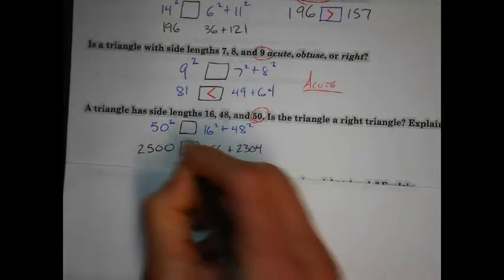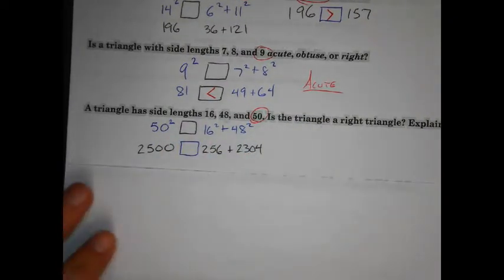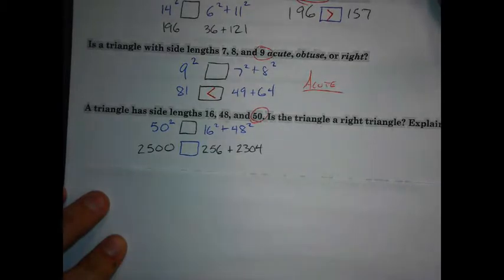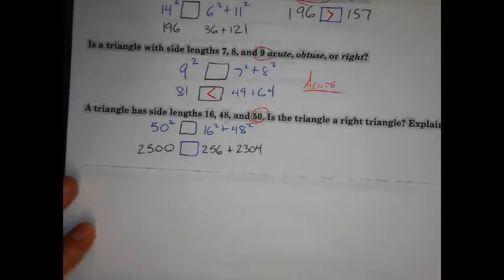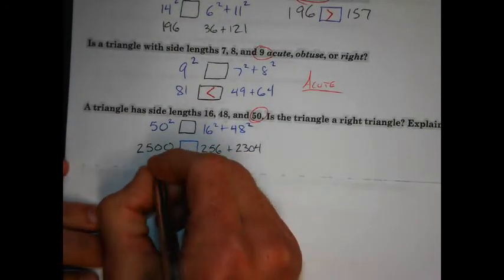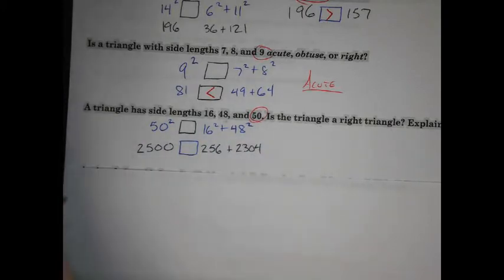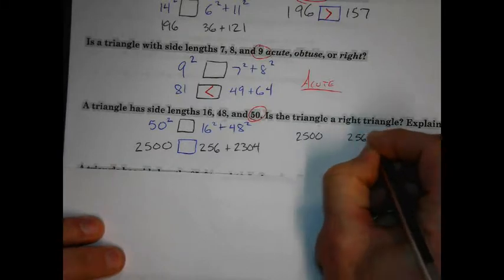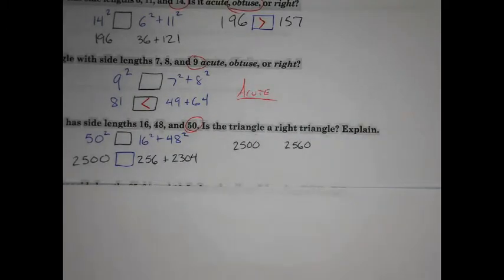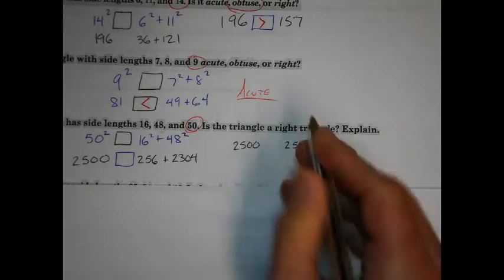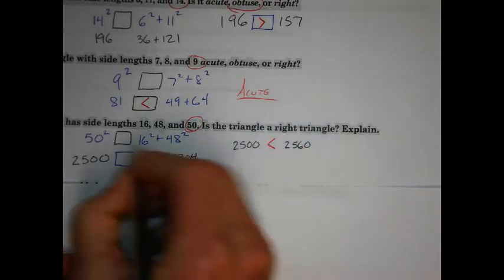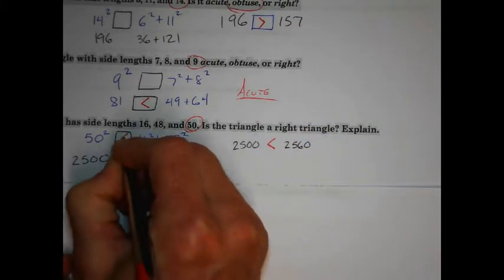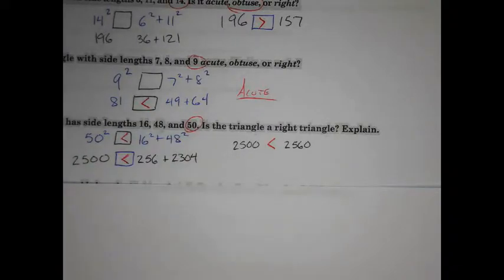Which is bigger? Is the square of the longest side bigger, smaller, or equal to the sum? And so now we have 256 plus 2304. And we find out that is 2560. Okay, so we are now comparing 2500 to 2560, which is bigger. Okay, hopefully you see that 2560 is bigger. That means that's the case here, and that means that's the case here. So we have an acute triangle.